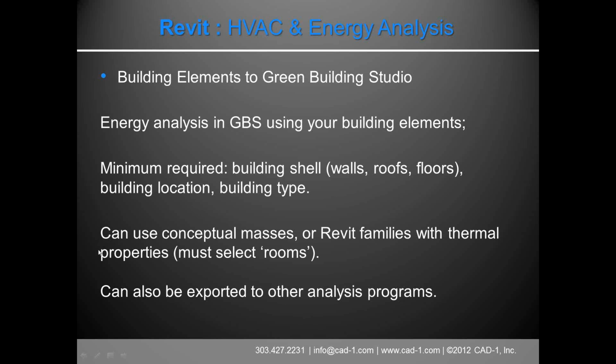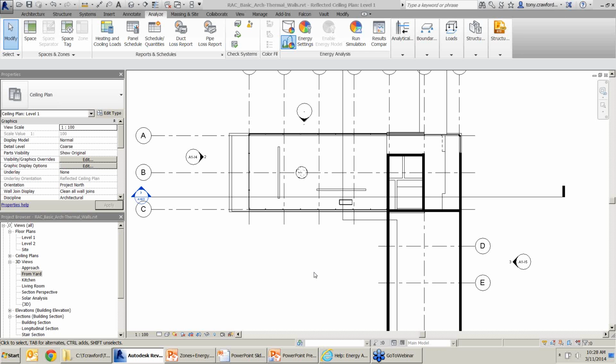So at the minimum, you have this. You can use the Conceptual Masses, or you can use the Revit families in your project with the thermal properties. And finally, this can also be exported to other analysis programs. I'm kind of watching, I thought it would come up by now. I might have missed it. There's a little pop-up in the lower right of the screen.